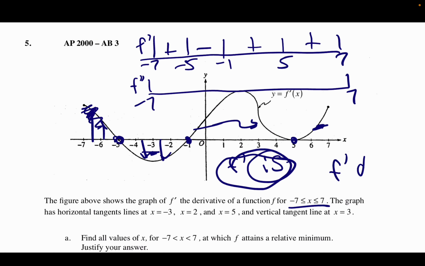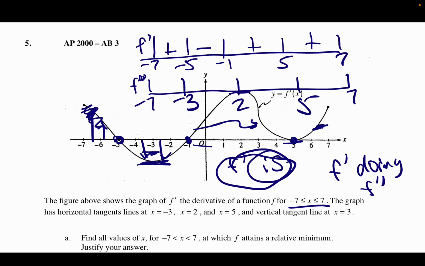Now I'm going to look at what my first derivative is doing to tell me what its derivative is. So this is like the second derivative. All right, so it looks like this derivative is 0 at negative 3, at 2, and at 5. And also it tells me that it has a vertical tangent at 3.